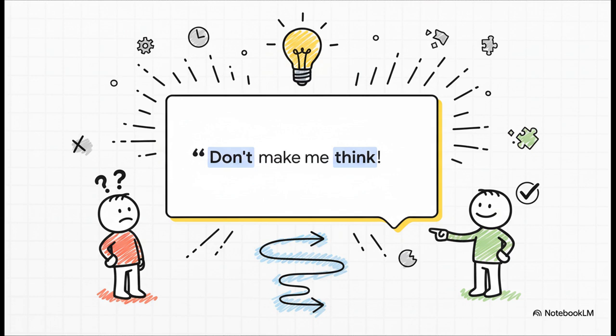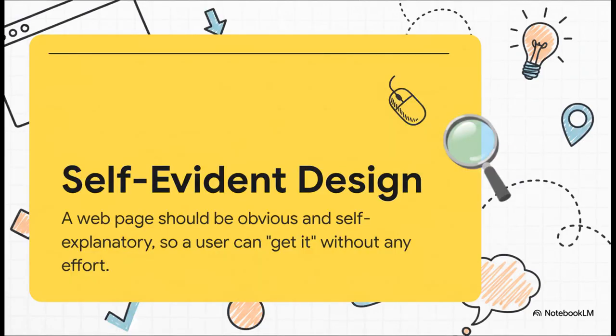Because think about it, every single time a user has to stop, even for a second to figure something out, that's a moment where you're losing them. You're chipping away at their patience and their trust. So the goal is to create something that's, well, self-evident. That's the term Krug uses. It means a page that's so obvious, so self-explanatory that anyone can land on it and just get it instantly. No manual, no instructions, no head-scratching required.